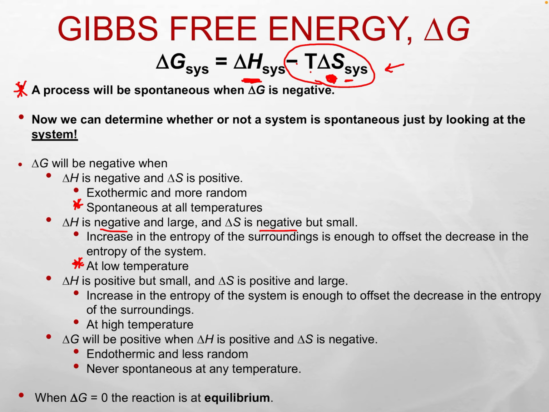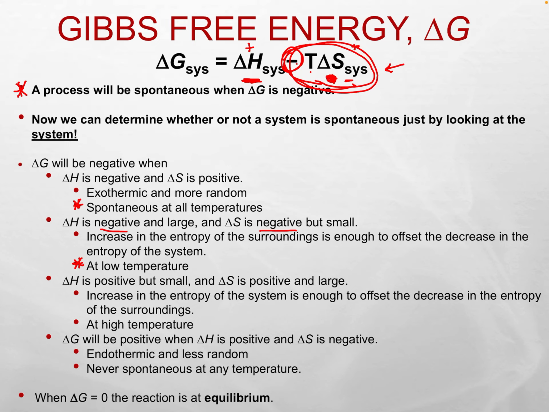And if they're both positive, we want the opposite to be true, right? Because if we have a positive here and we're trying to make delta G negative, then if our delta S is positive, we want this to be really large so that this negative will make our whole thing negative, essentially.